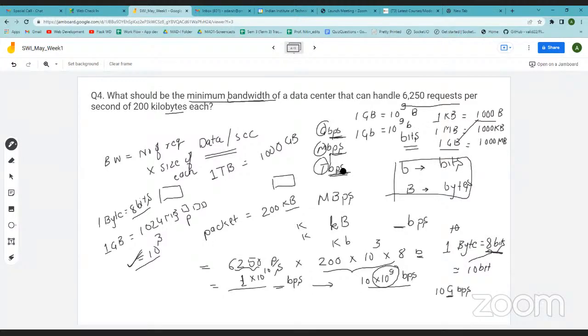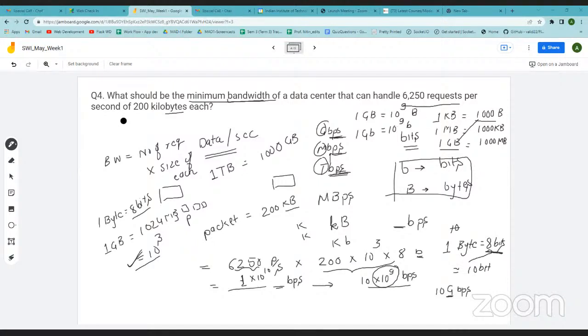Right? Any issue here? Sir, every time bandwidth is asked, do we have to give our answer in bits? So the important thing is you find your answer in bits per second, and then depending on what is given in the question, you convert that.